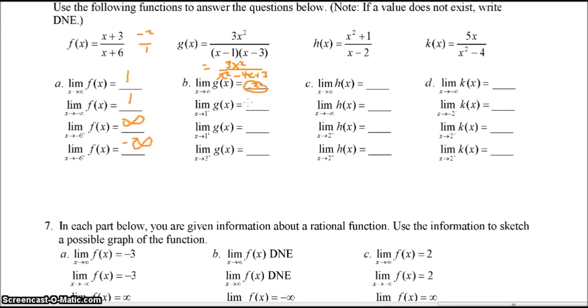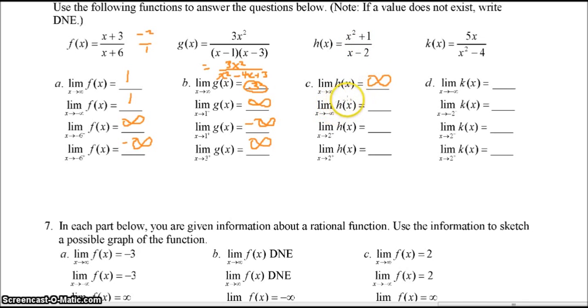As we approached 1 from the left, we go to infinity. As we approach 1 from the right, we go to negative infinity. And as we approach 3 from the right, we go to infinity. Check your graph. Here, as x goes to infinity, there's no horizontal asymptotes. This function is also going to go to infinity.